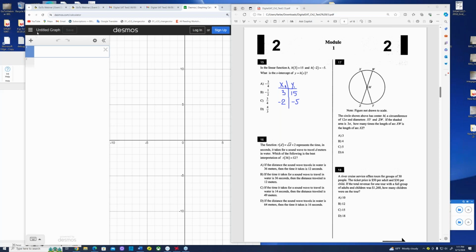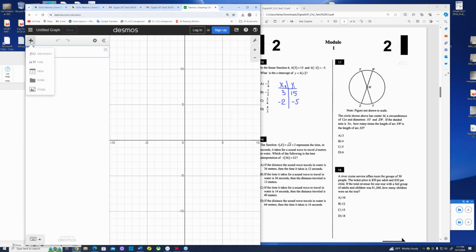Okay. Practice with me. Plus table. Incorporate the data. This table, exactly the same. So this is 3, this is 15, this is -2, and this is -5. If I did everything correctly, right?